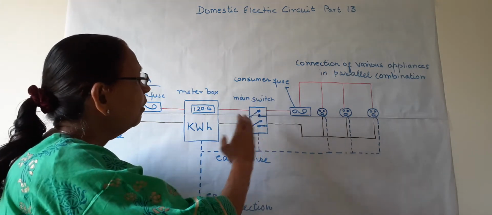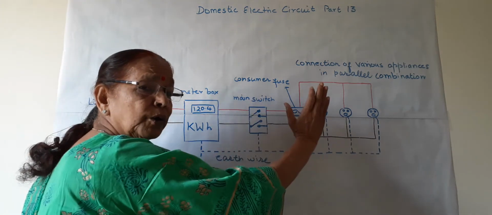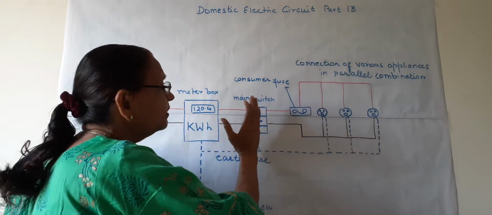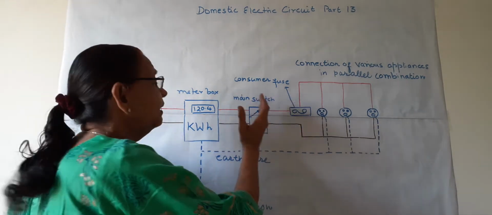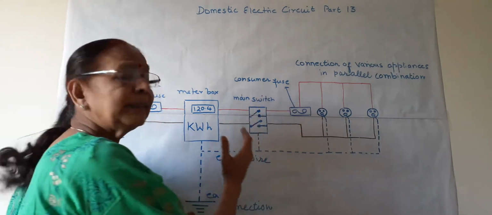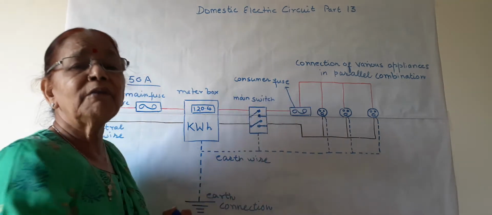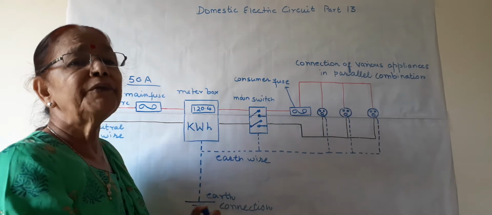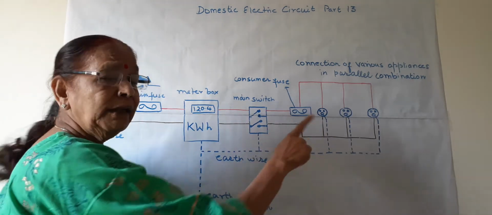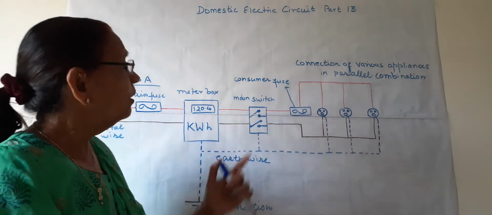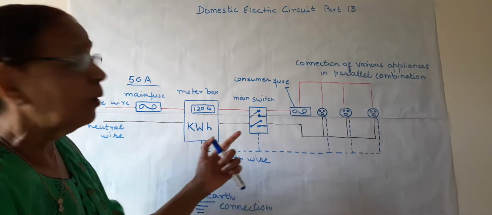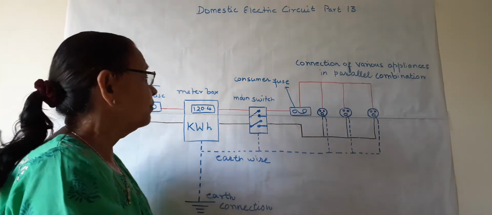If this is shut off, then the current cannot go further. The electricity will not move further. It will be broken at this main switch. So by shutting off this electrical work or repairing work, or if any damage is done, then we can do that by switching off or switching on this main switch.